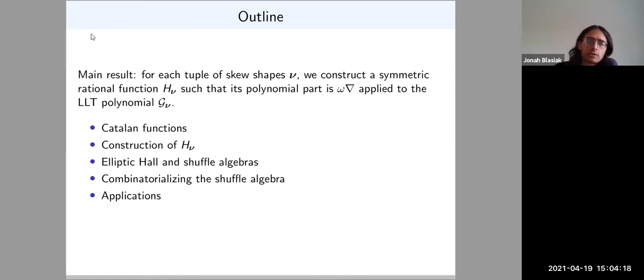Okay, and then after that, I'm going to tell you a little bit about a broader context for this result involving the elliptic Hall algebra and shuffle algebras. And then we'll go on to see specifically how we get this kind of result, and it involves combinatorializing some results of Negut on the shuffle algebra. And then I'll talk a little bit about applications.